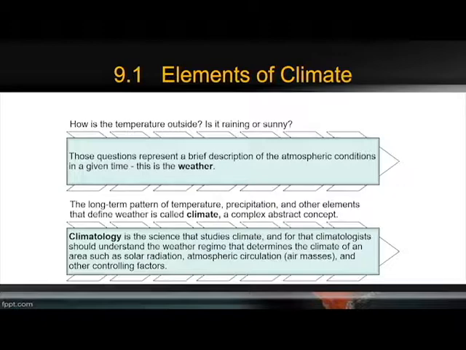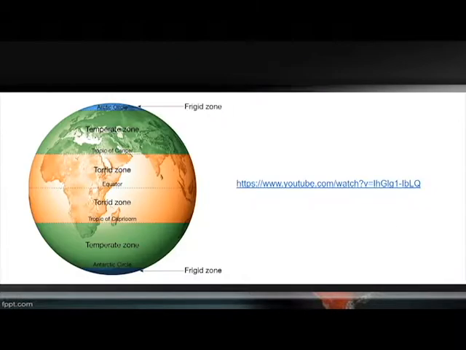So what's the average temperature? What's the average precipitation? How is the next season going to be, below or above average? So that's climate, long-term weather information. And climatology is the science that studies climate. So all components such as solar radiation, atmospheric circulations, we'll talk about air masses and other controlling factors.